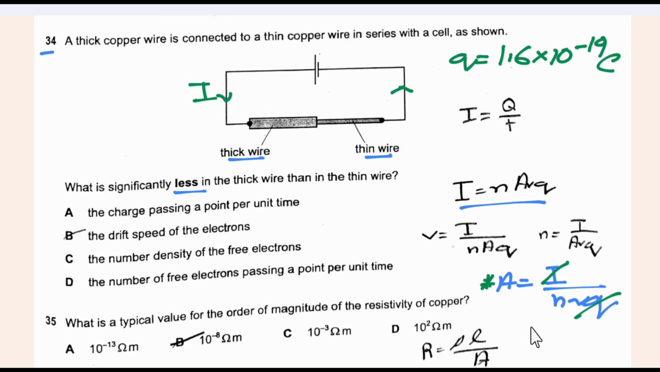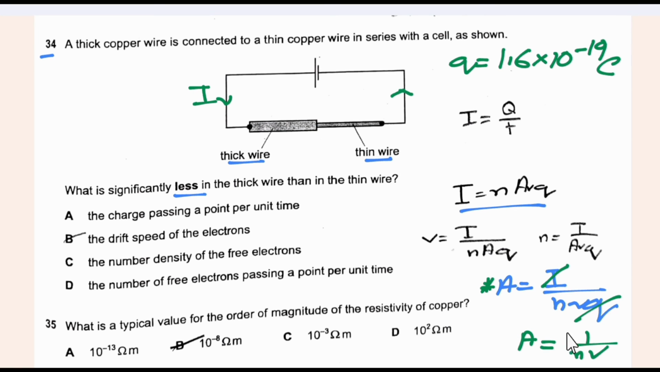Then we get the relationship A is equal to 1 by nv. So A is equal to 1 by nv, where n is the number of free electrons per unit volume and v is the mean drift velocity. So what is n? n is the number of free electrons per unit volume. If we compare, then for the thicker wire the volume is more. Also the number of free electrons should be more in the more volume.